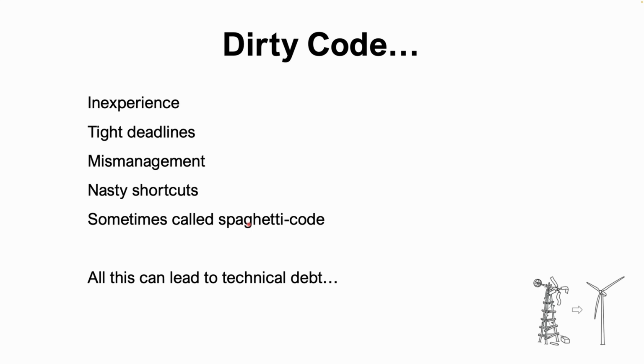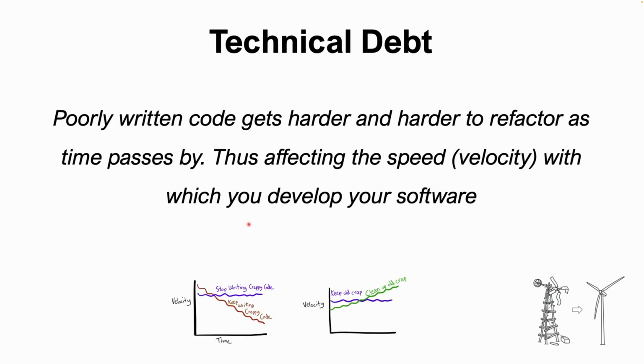And all these things might lead to something that we can call technical debt. The explanation to it is poorly written code. If you're using this dirty code approach, it will get harder and harder to refactor as time passes by. And this will affect the speed or velocity with which you can develop software.